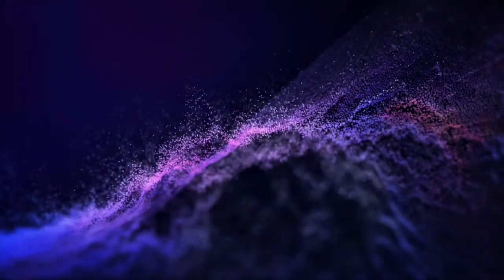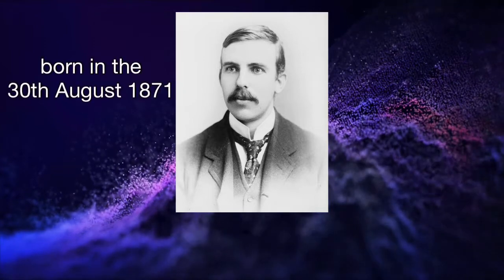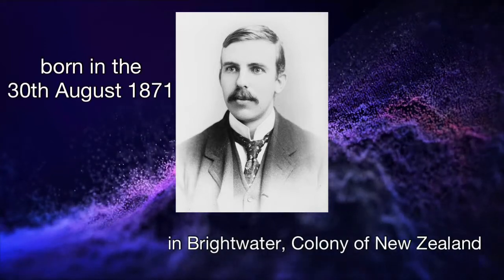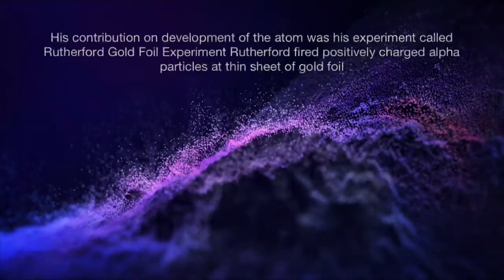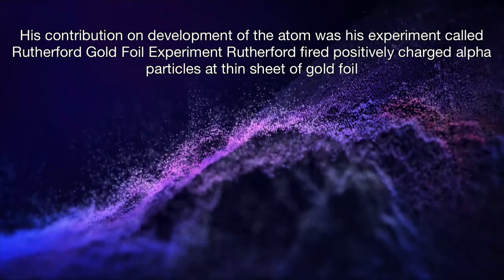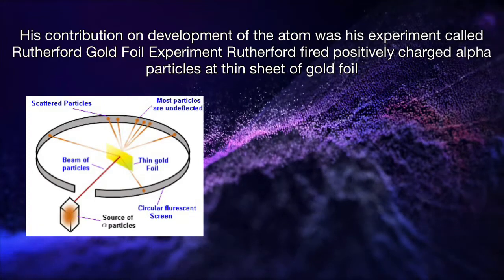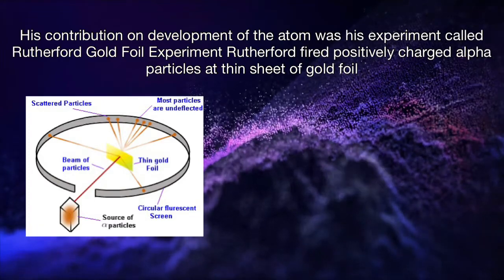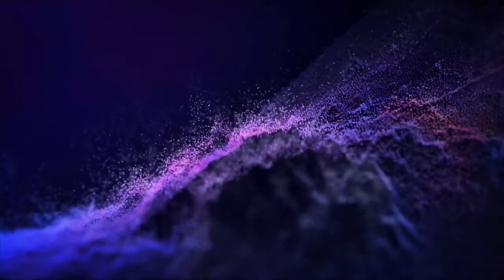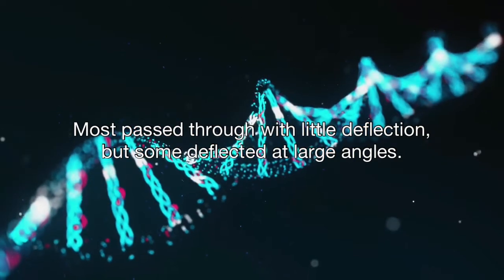Ernest Rutherford was a New Zealand-born British physicist, born on 30th August 1871 in Brightwater, colony of New Zealand. His contribution to the development of the atom model was his experiment called the Rutherford gold foil experiment. Rutherford fired positively charged alpha particles at a thin sheet of gold foil. Most passed through with little deflection, but some deflected at large angles.